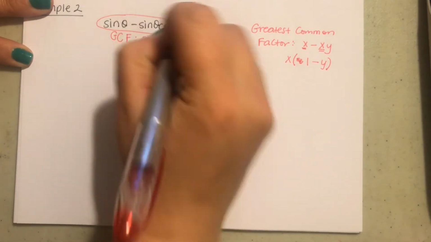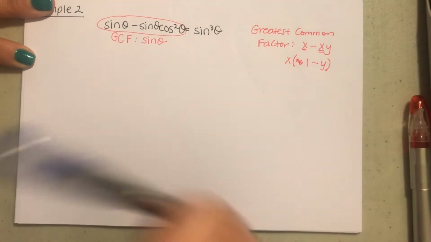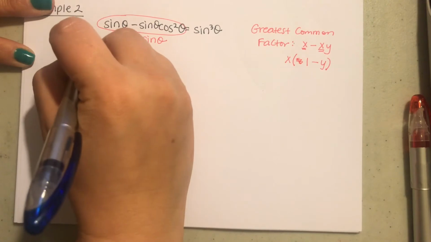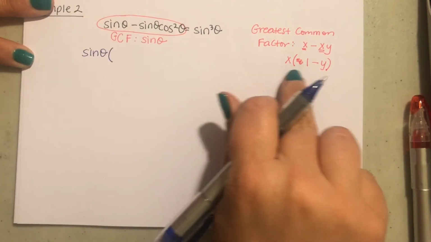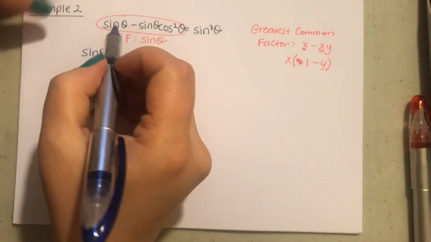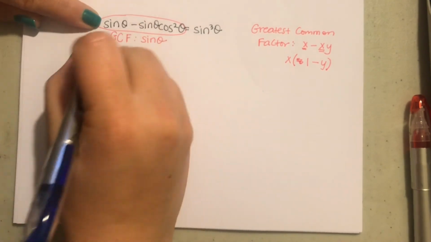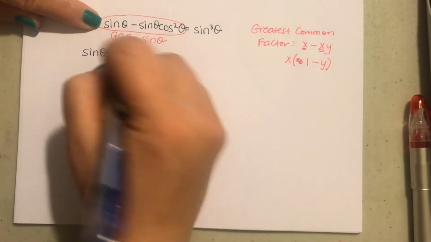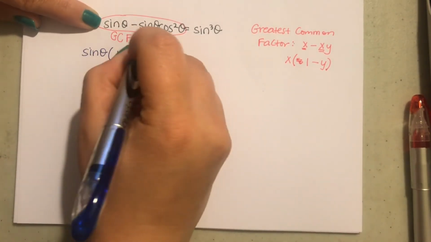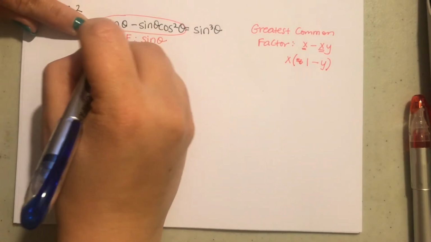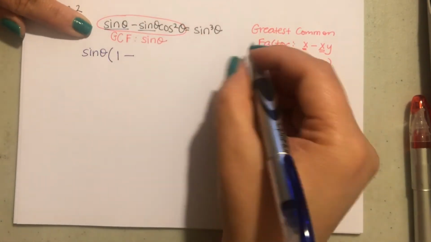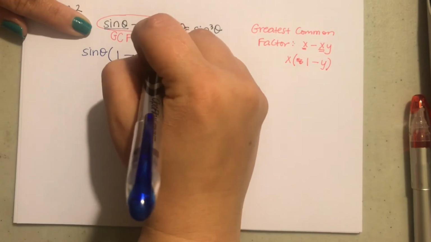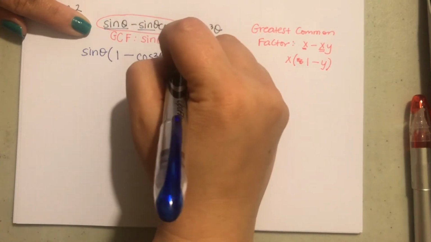So sine theta. So let's factor out a sine theta. I'm going to write it in parentheses, sine theta, just like we did with the x over here. This is just a sine on its own, so when I divide it by itself, I get a 1. Minus, when we divide this by a sine theta, and we can underline those, we divide that by a sine theta, we're left with cosine squared theta.